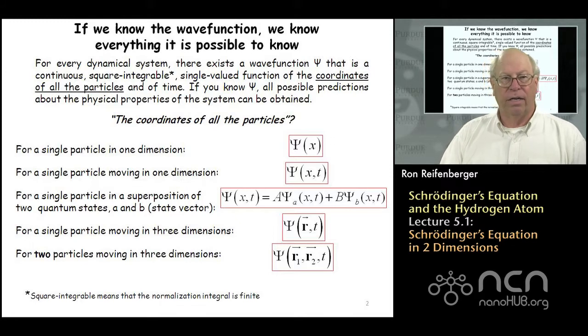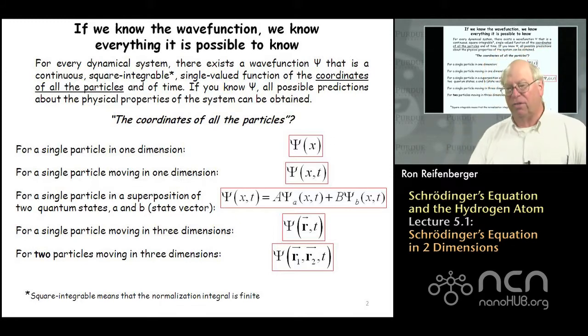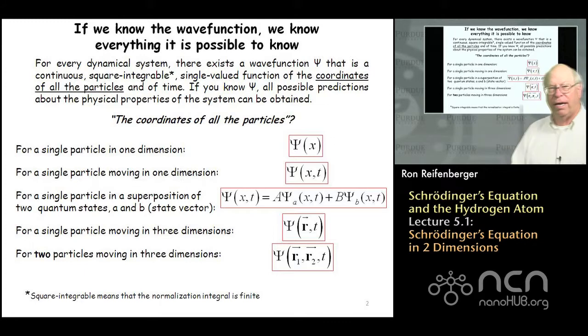And the point I like to make in this slide is that the wave function has to depend on the coordinates of all the particles that are involved in the quantum system of interest. And I just illustrate that by listing a few different scenarios and then listing the appropriate wave function for each scenario. So up until now, most of our discussion, we've worried about just one particle in one dimension, and the wave function has been referred to as psi as a function of x.